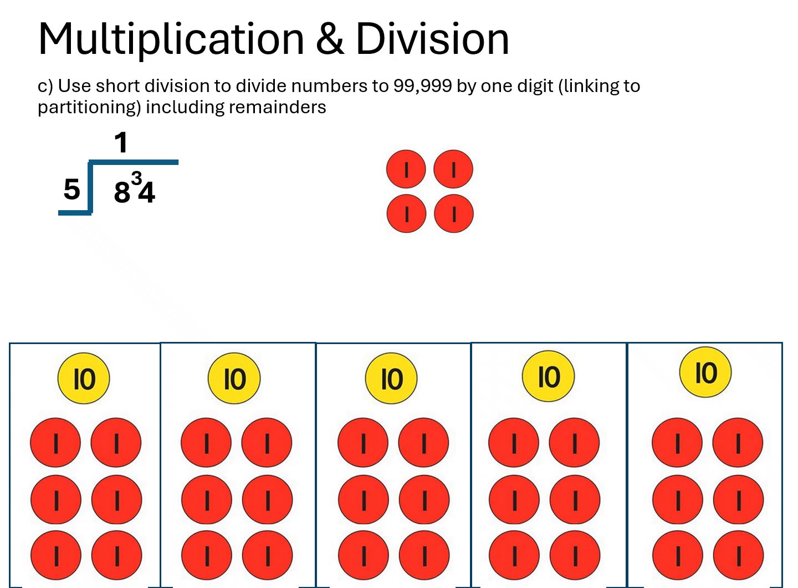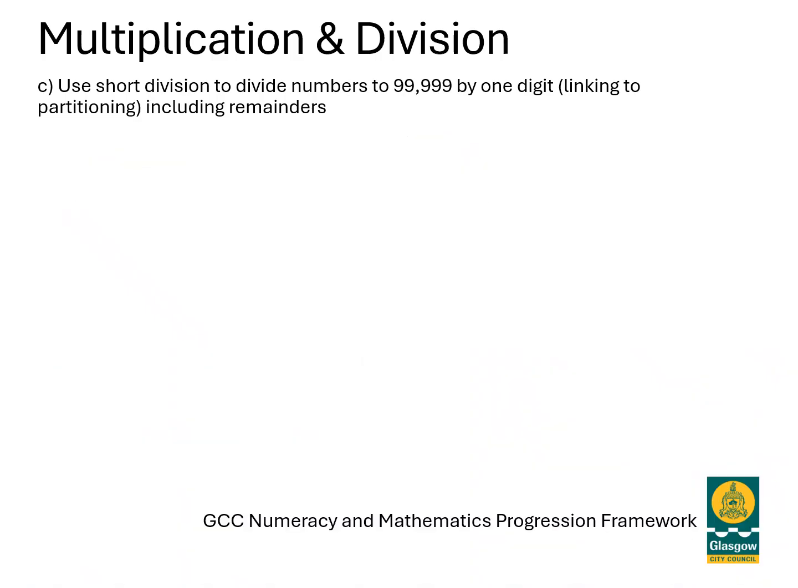We can manage to give 6 each. So we put a 6 in our answer in our formal algorithm, and we're left with 4. So we've got 4 remainder 4. And we'll revisit the idea of the remainder and how to deal with that in other blocks. But at the moment, we're just making sure that the division, the short form of division, is becoming really familiar to most of our pupils.